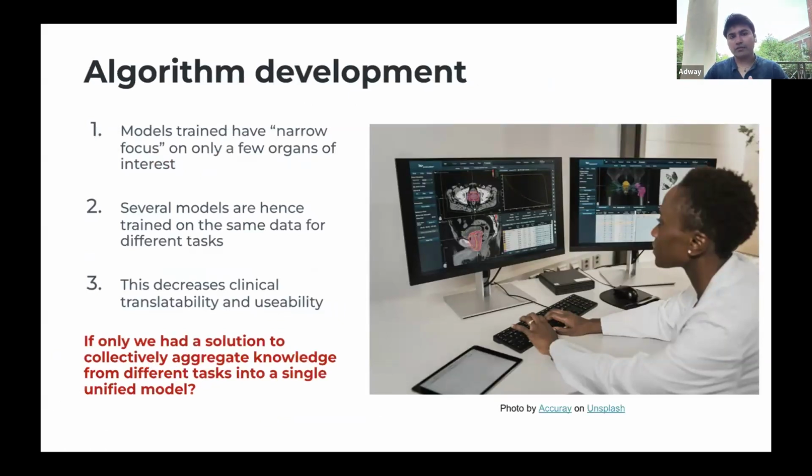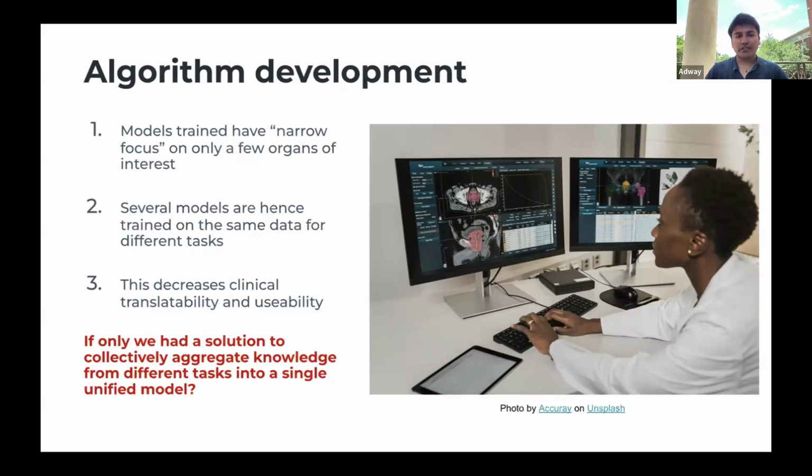And what that leads to is models that have a narrow focus. It means the data will only be annotated for one particular organ, and it seldom can be used for something else. This leads to training several models on the same data but for different tasks, which decreases the clinical translatability and usability of the data and the models that we're dealing with.